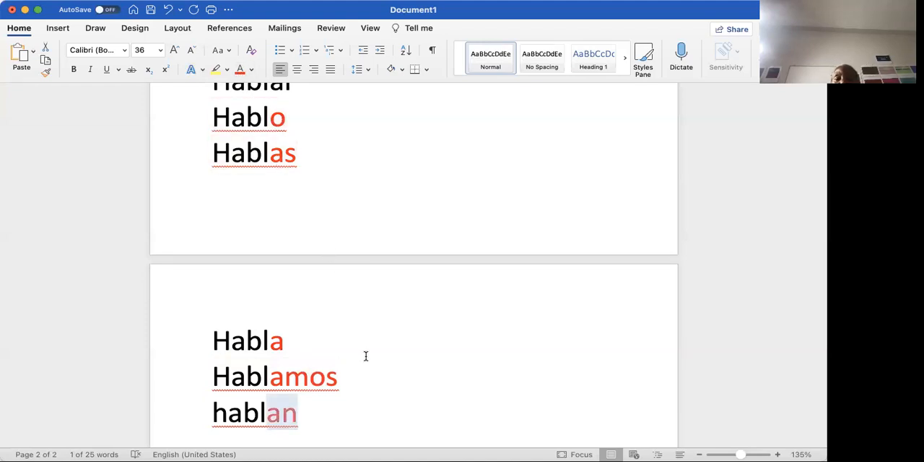So we have the endings O for yo, as for tú, a for él, ella, usted, amos for nosotros, and an for ellos, ellas, and ustedes. And the same thing with the ER verbs, okay?